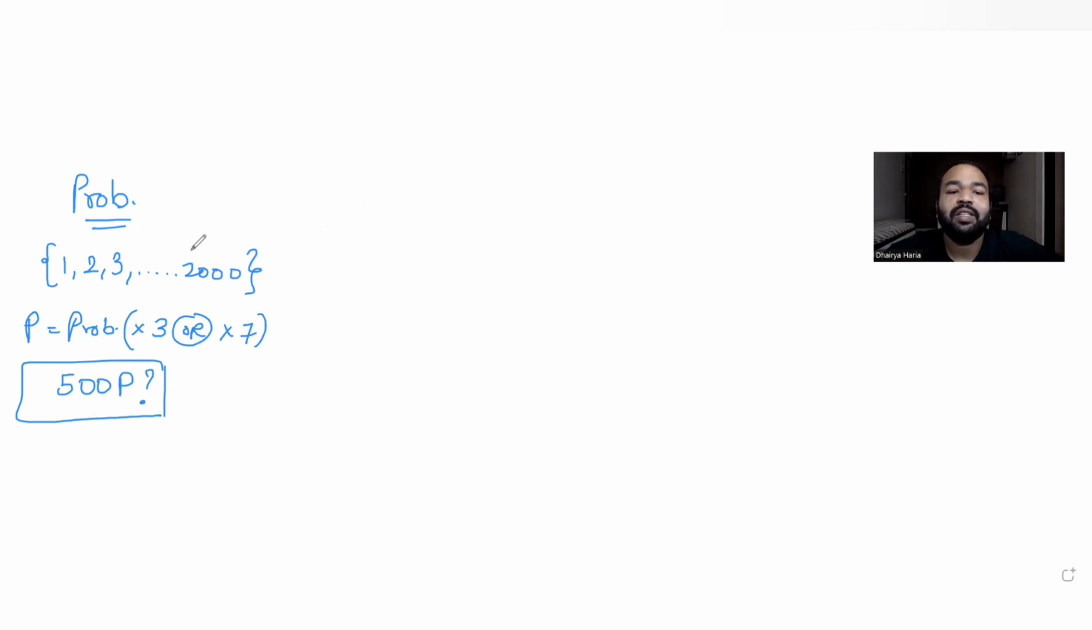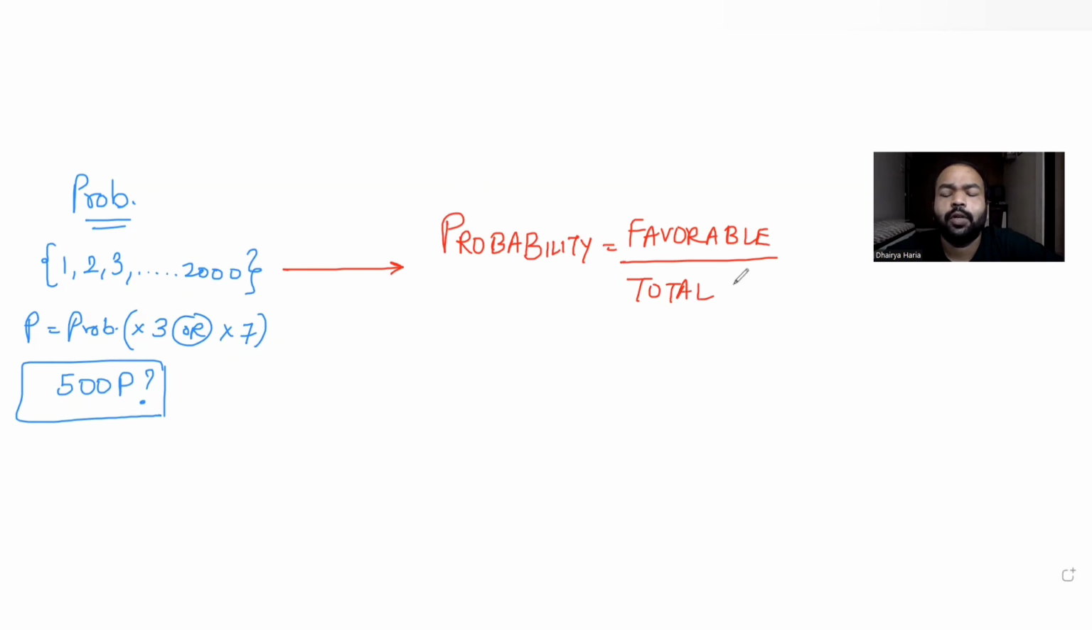Now, the options I have are that I can select any one integer from 1 to 2000, right? And we know that the probability of a certain event is given by favorable outcomes upon total possible outcomes, right? So if I use this idea, the total possible outcomes in this case is that I can select any one integer out of 2000. So I have 2000 total possible outcomes.